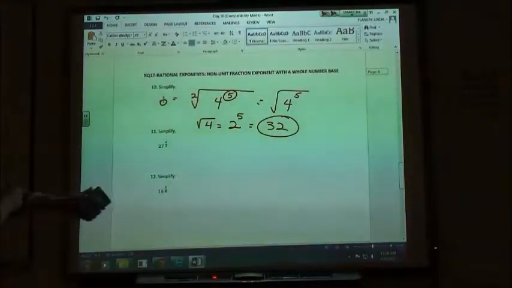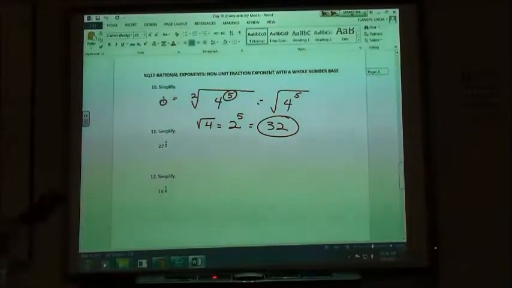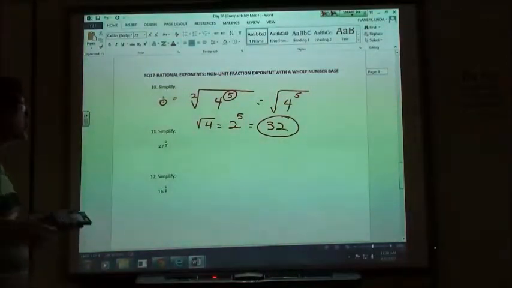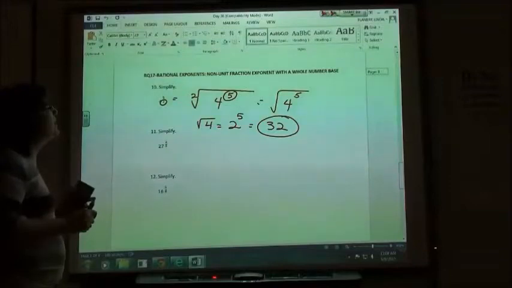I prefer you do them the long way because again, if you go farther into algebra and you start throwing variables in there, you're not going to be able to use your calculator much. So you need to understand the process.